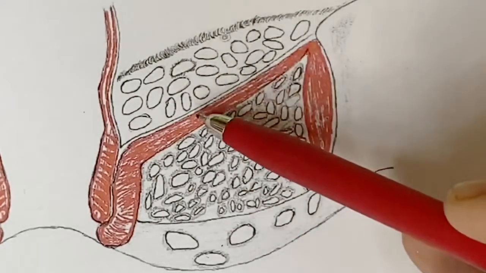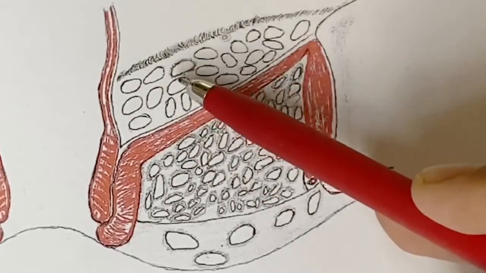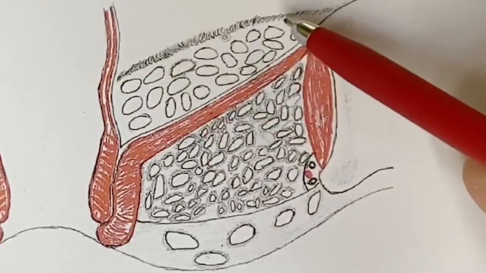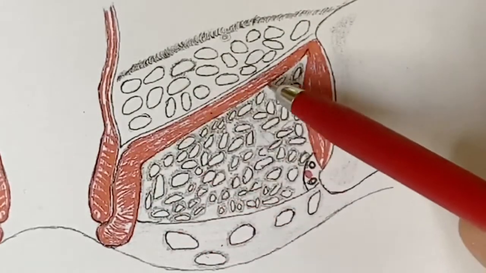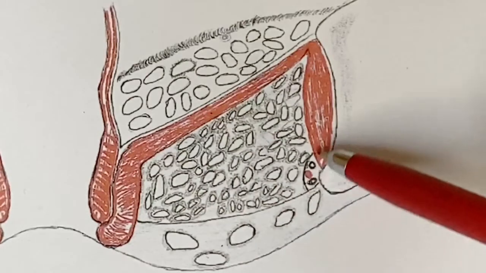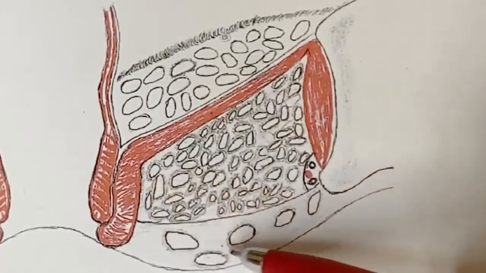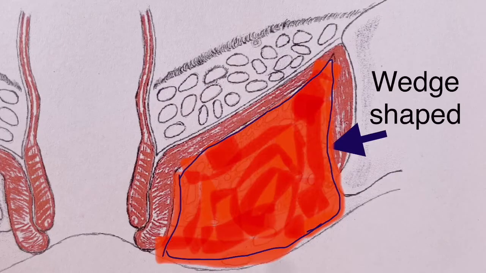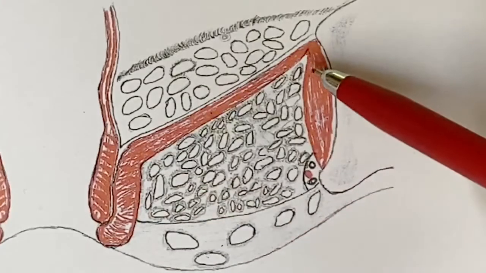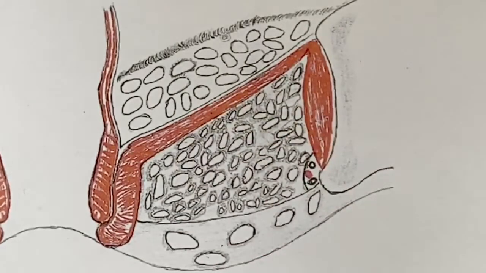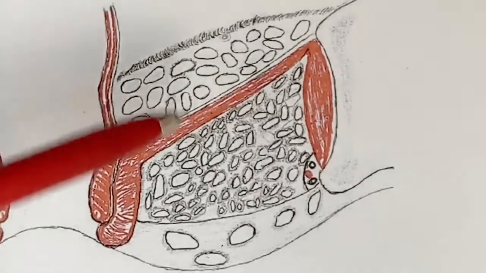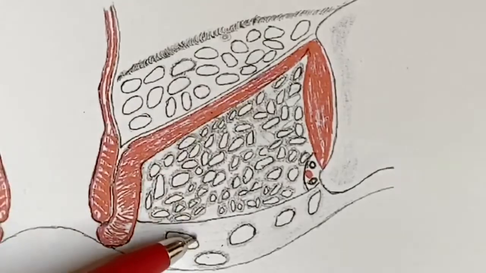The space above the levator ani is called the supralevator space, and below this is a wedge shaped structure. Wedge shape means one side has a broader end and the other side has a sharper end, and hence it is called wedge shaped. This wedge shaped structure is called the ischiorectal fossa. Ischiorectal fossa consists of the ischiorectal space and the perianal space.